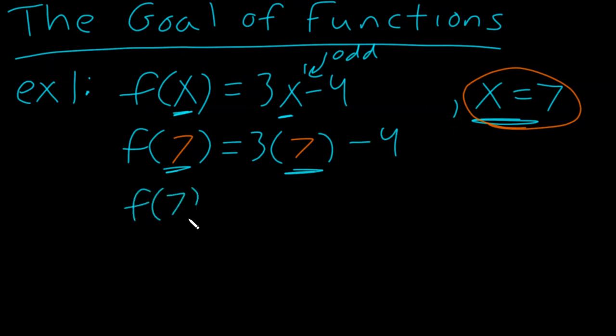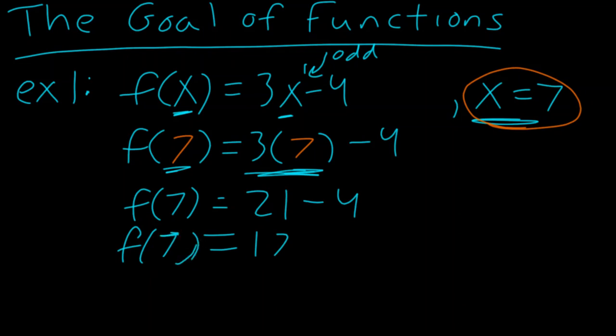We can say f of 7 is equal to, remember when two things are side by side they're being multiplied, excellent, and 3 times 7 will of course give us 21. I drop down that minus 4 and we have 21 minus 4, which will in fact give us 17.